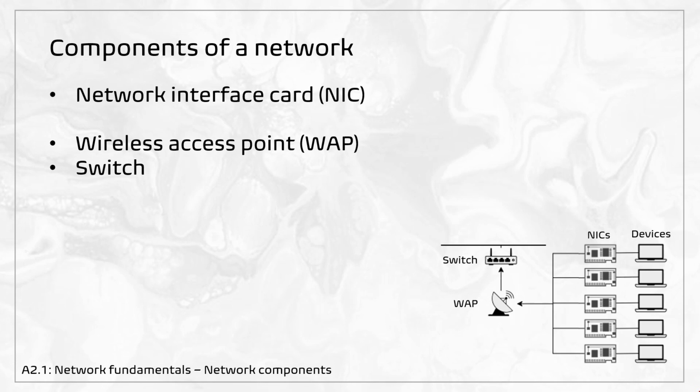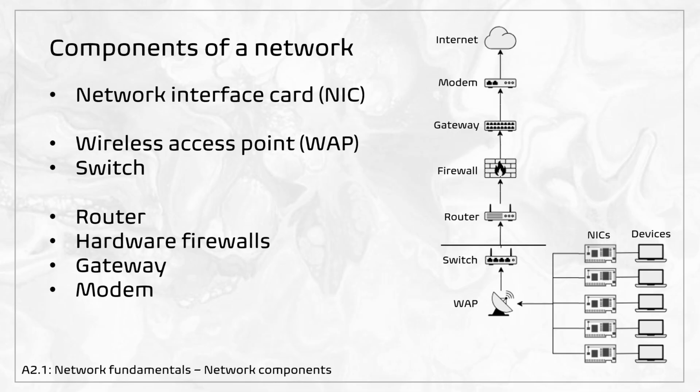Then we need more components. Firstly is a router. A router's job is to direct data between networks. It's basically a step up from a switch because a switch is limited to one network and its connected devices. A router can essentially connect the local network to another network, in this case, the Internet.